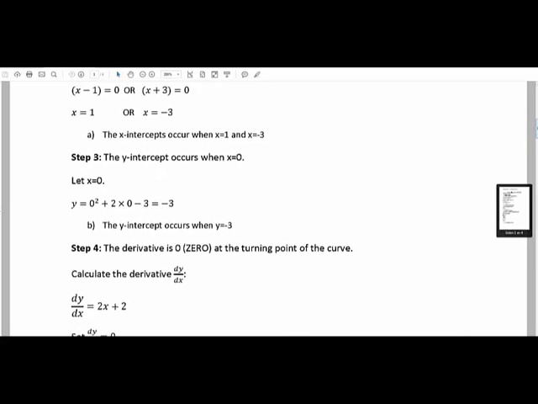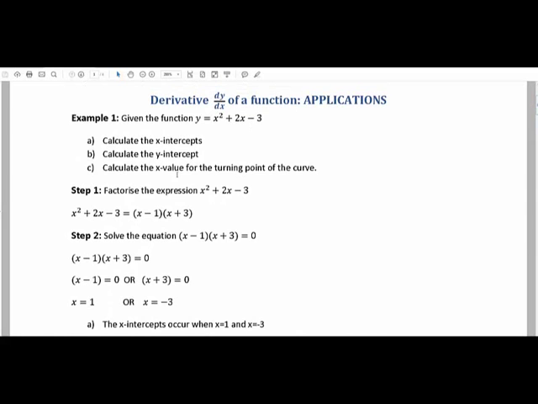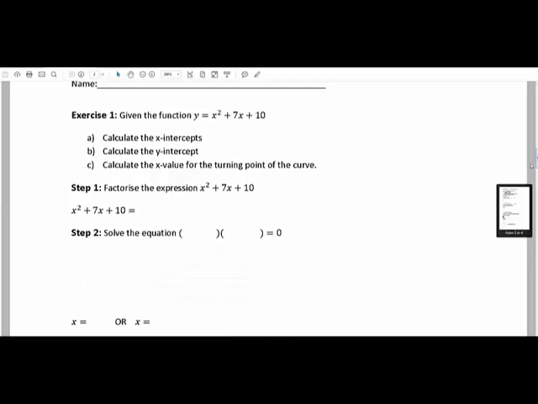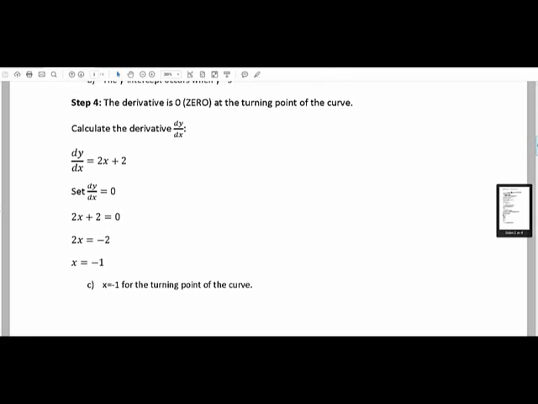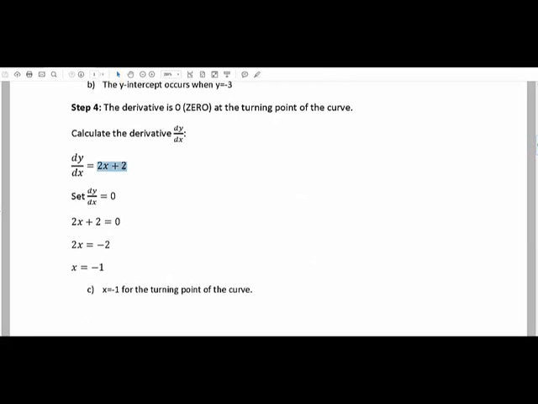Then to find the x value for the turning point of the curve, let's have a look at this function. This is also positive. We also have a positive x squared term, which means that it's going to be a U shape, and we're going to have a minimum. Okay, so find out what the derivative of this is. Solve the equation when the derivative is equal to 0, and then find out for which x value that is true.